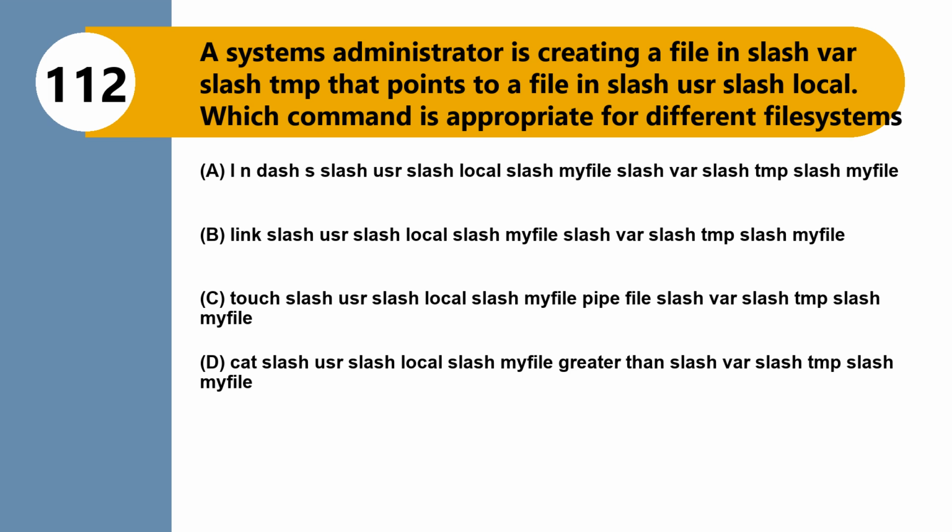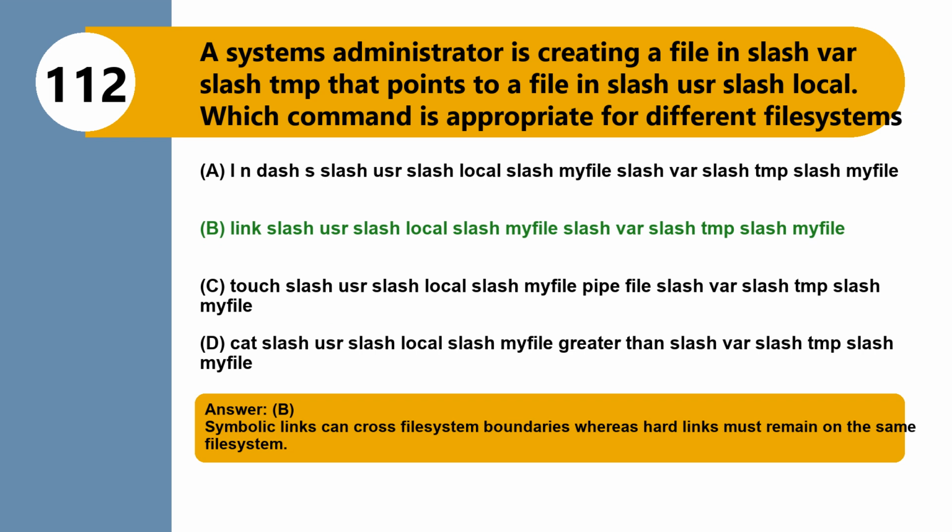Question 112. A systems administrator is creating a file in /var/tmp that points to a file in /usr/local. Which command is appropriate for different file systems? Option A, ln -s /usr/local/myfile /var/tmp/myfile. Option B, link /usr/local/myfile /var/tmp/myfile. Option C, touch /usr/local/myfile, pipe file /var/tmp/myfile. Option D, cat /usr/local/myfile > /var/tmp/myfile. The correct answer is option B, link /usr/local/myfile /var/tmp/myfile. Symbolic links can cross file system boundaries, whereas hard links must remain on the same file system.